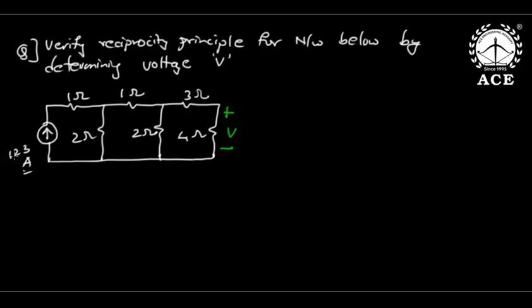This is 123 amperes. So 123 ampere, 1 ohm, 2 ohm, 1 ohm, 2 ohm, 3 ohm, 4 ohm. It is a ladder network, and I want you to verify this theorem, reciprocity, by finding voltage V. Okay, first step, everyone find V. Step 1, find V. Everyone, I am giving 1 minute.